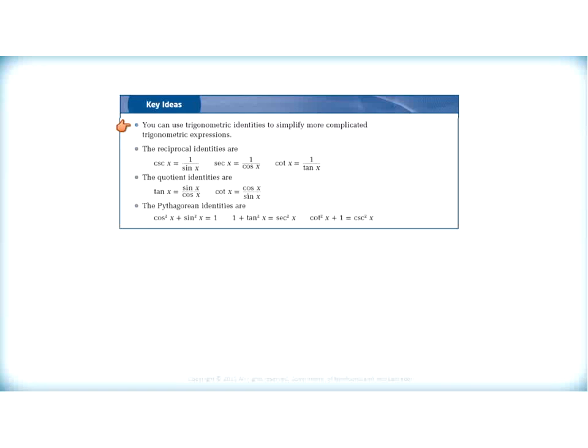Okay, key ideas. You can use trigonometric identities to simplify more complicated trigonometric expressions. The reciprocal identities are cosecant x equals 1 over sine x, secant x equals 1 over cosine x, cotan x equals 1 over tan x. The quotient identities that we used were tan x equals sine x over cosine x, and cotan x equals cosine x over sine x. And of course, the Pythagorean identities were cosine squared x plus sine squared x equals 1. We used that one a fair bit. We didn't use these too much, but we will be using these more in some of the upcoming lessons. 1 plus tan squared equals secant squared, and cotan squared plus 1 equals cosecant squared. And that ends this lesson.